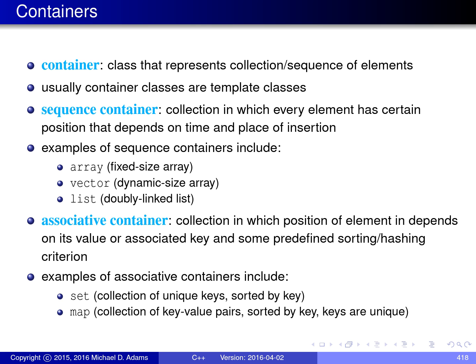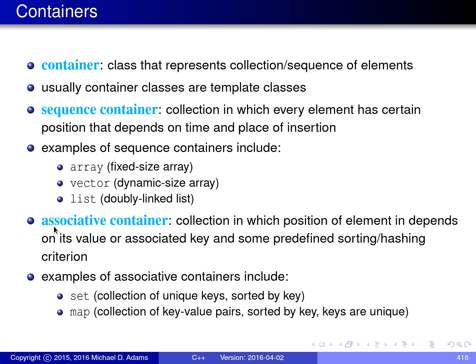A container is a class that represents a collection or sequence of elements. And usually container classes are class templates. And there are two different flavors of containers. The first is what's known as a sequence container. A sequence container is a collection in which every element has a certain position that depends on the time and place of insertion of the element. Some examples of sequence containers include the array class template, which corresponds to a fixed size array, the vector class template, which corresponds to a dynamically sized array, and the list class template, which corresponds to a doubly linked list.